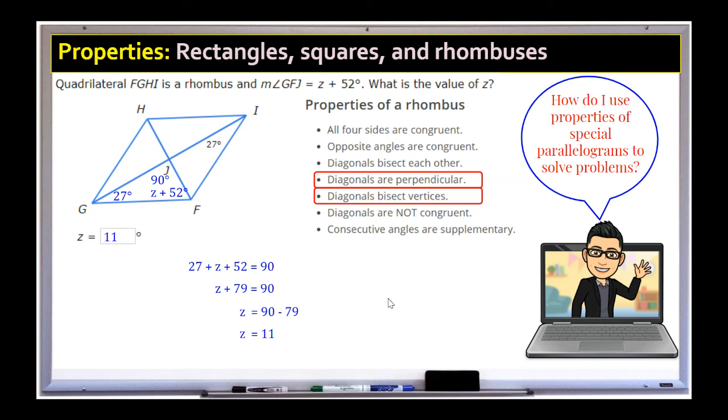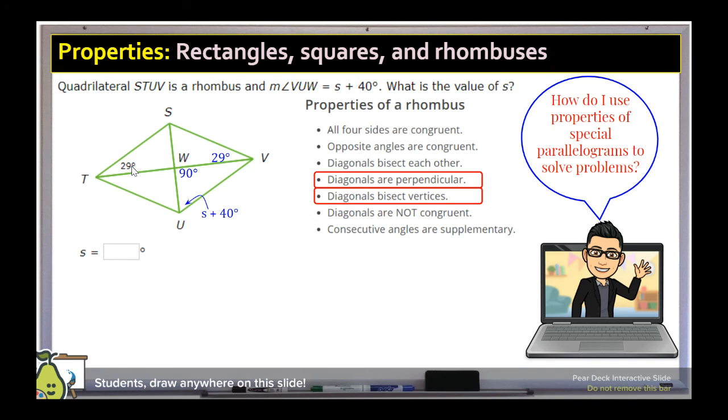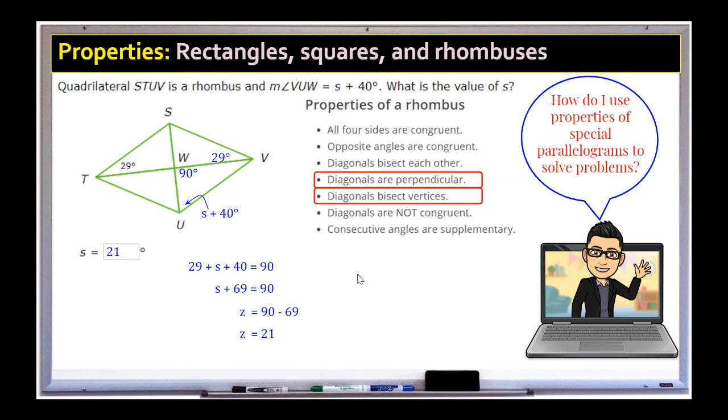Okay, it's another similar one. Same thing here. I have 29 over here and a 90-degree angle in the center because this is a rhombus. And the angle that they give me is angle VUW, which is this angle right here. Again, I have a 90 already, so the 29 should be the same as the other half, right? So 29 over here, 29 over here. So this 29 degrees plus s plus 40 should give me 90 degrees again. I combine like terms, I get 69. 90 minus 69 is going to give me 21.